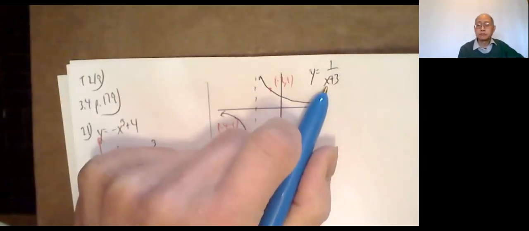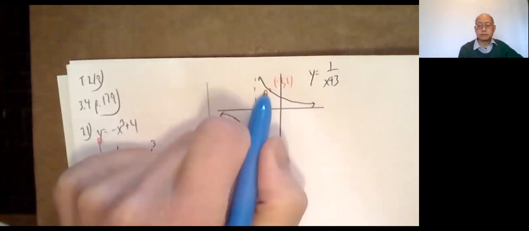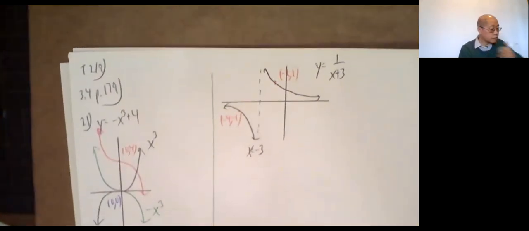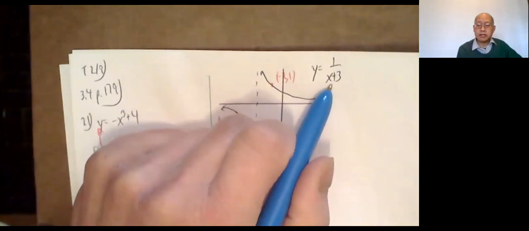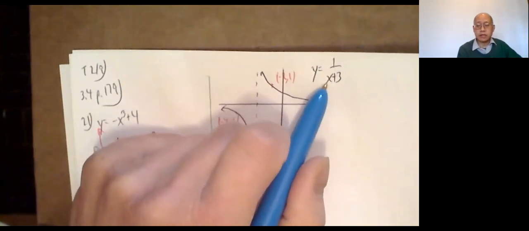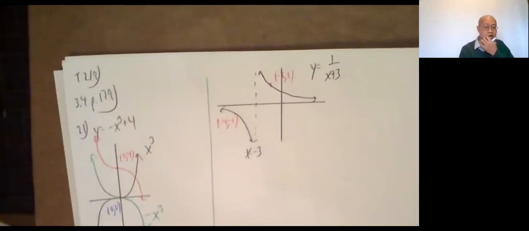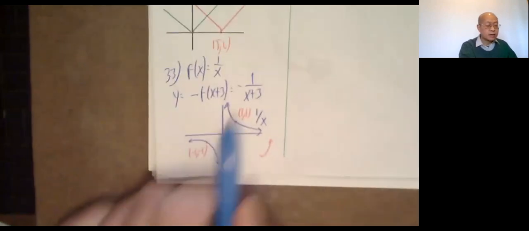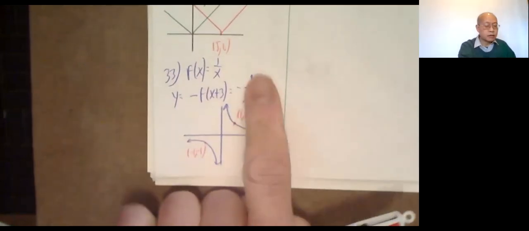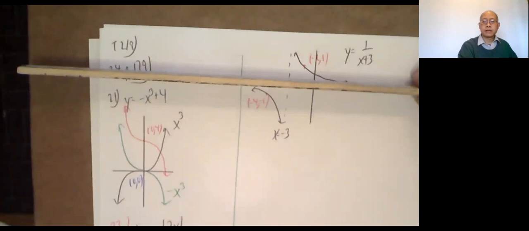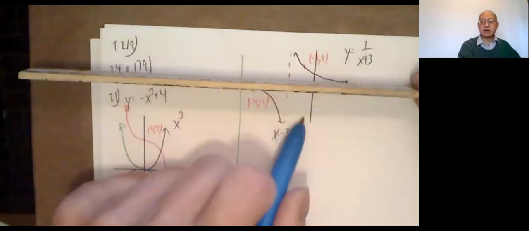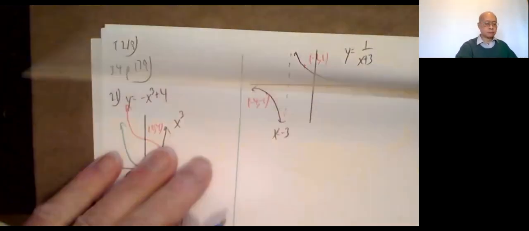Okay, double check. What do you get when you plug in negative 2? 1 over 1, which is 1. What do you get when you plug in negative 4? Now, negative 4 plus 3 is negative 1. 1 divided by negative 1 is negative 1. Okay. And now, there's a negative in front of the whole thing. So negative the whole thing means reflect across the x-axis.